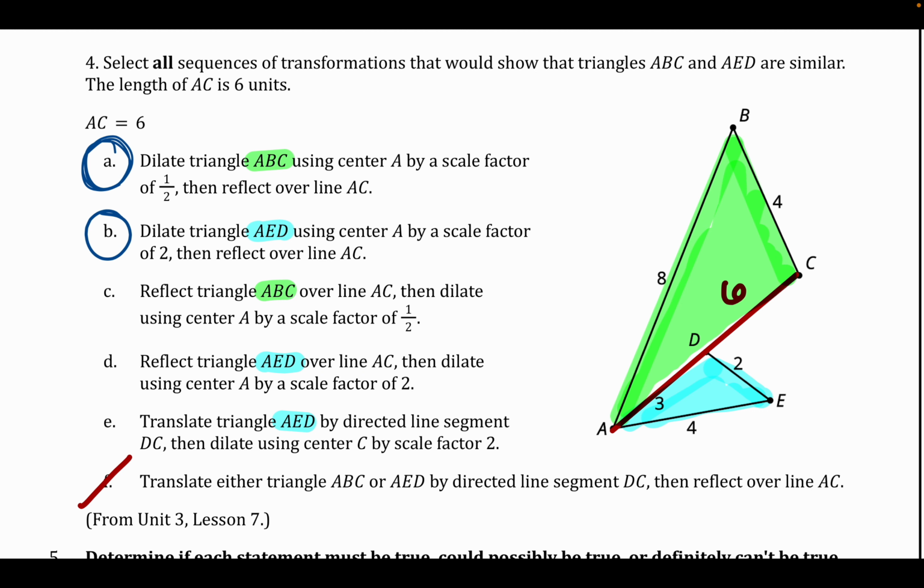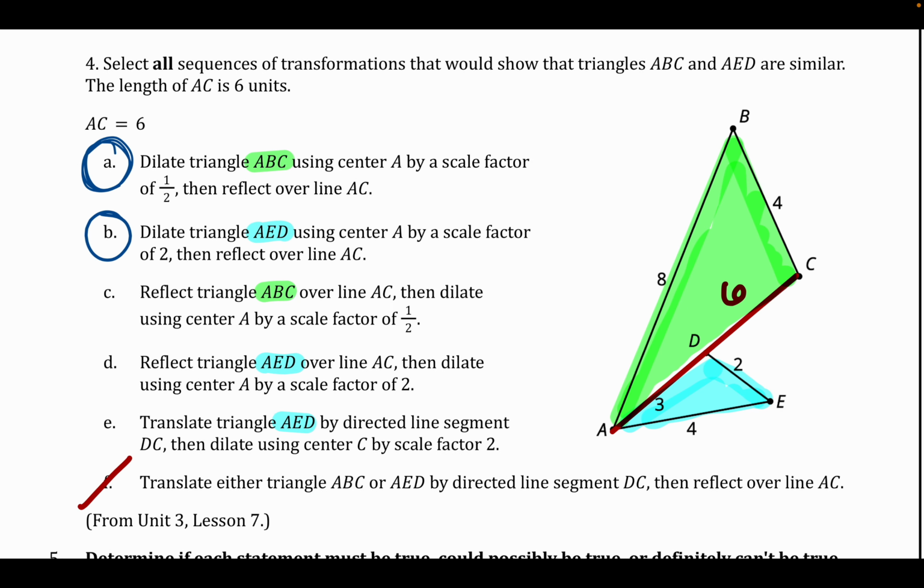Oh, it actually looks like this next one is just a reordering of A. So we're doing the reflection part first. We're taking triangle ABC, the green one, and reflecting it over this line, and then dilating using a scale factor of 1/2, which is accurate. It would shrink it down to this size. So yeah, C works as well. I'm going to make these a little neater instead of all scribbly.